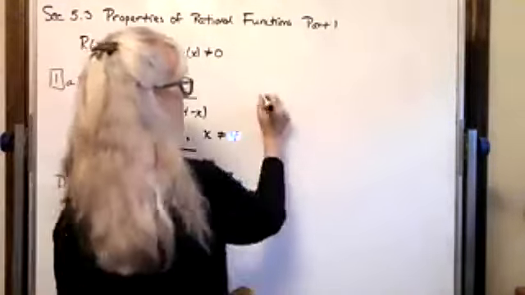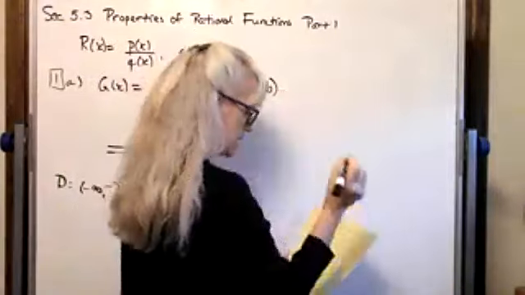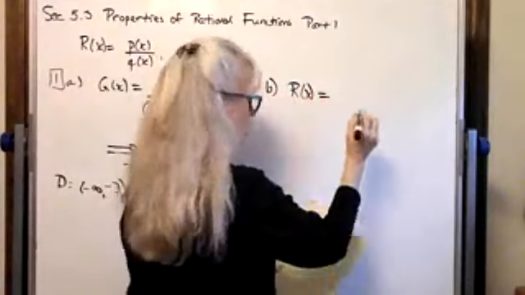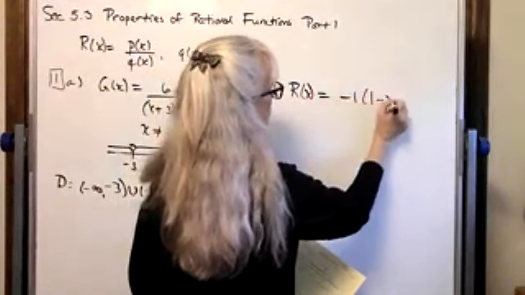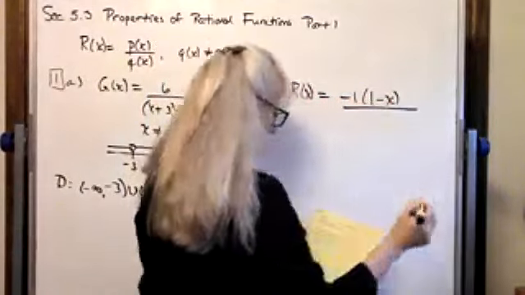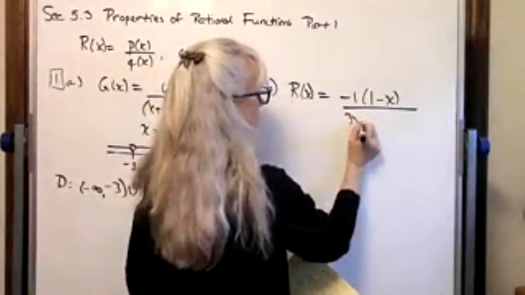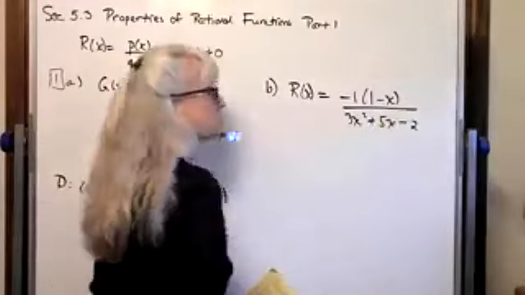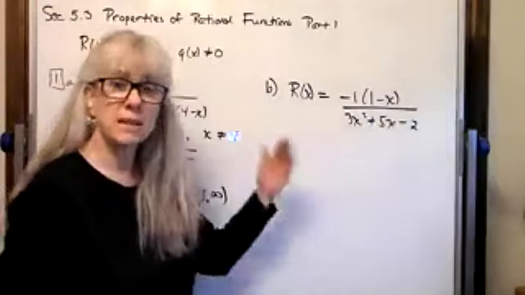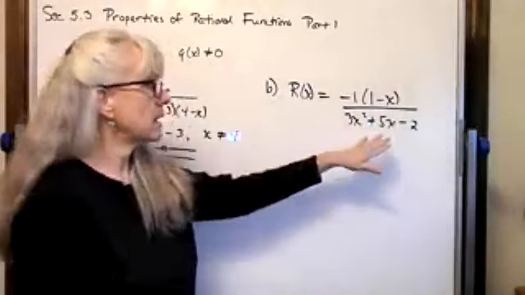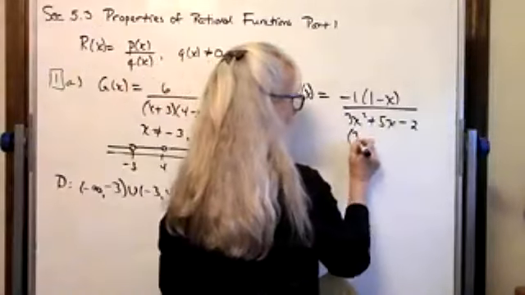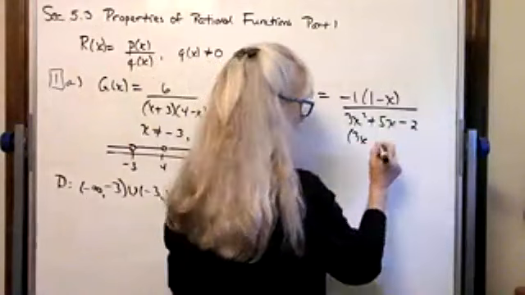Part B is the same type of problem. It's asking us to find the domain of this rational function. R of x is equal to -1 times 1 minus x, all over the quantity 3x squared plus 5x minus 2. So notice the polynomial in the numerator. The denominator is the issue though. This time it's not a factored polynomial, but we can factor it fairly quickly. So take a second and factor it. You'll end up with 3x minus 1 and x plus 2.